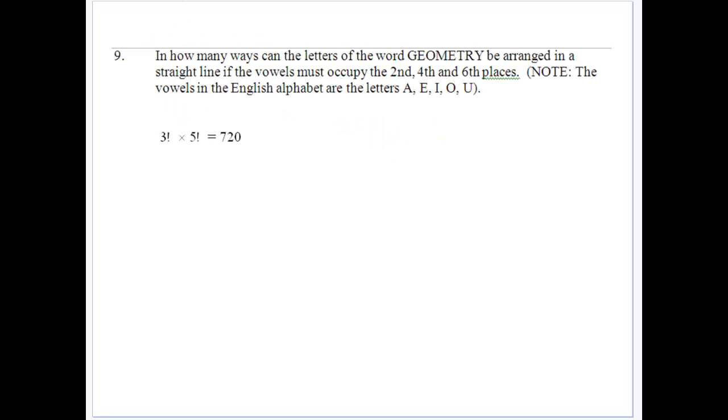In this problem, we've got the letters of the word geometry being arranged in a straight line. Vowels must be in the 2nd, 4th, and 6th. Now, if you notice, there's only the three vowels, 1, 2, 3. If they've got to be in 3 particular places, they can be arranged 3 factorial ways. It means the other letters must be arranged in the other places, and there's 5 of those, so they can be arranged in 5 factorial ways. So if particular ones have to be in particular spots, that's okay.